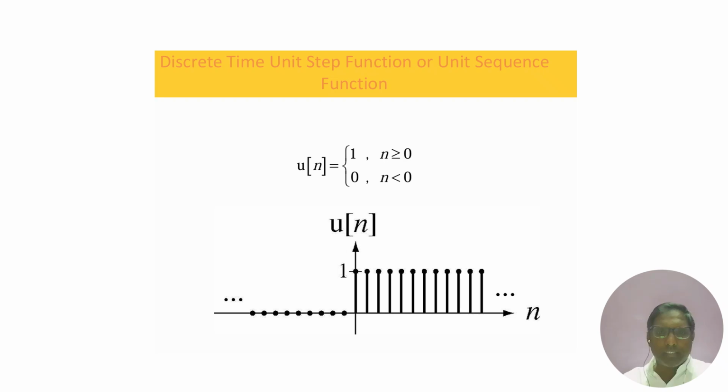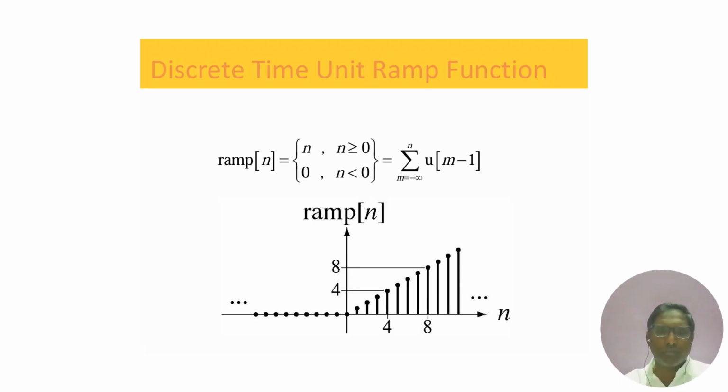So next, the discrete time step function or unit step function is mathematically expressed as u of n equal to 1 when n is greater than or equal to 0. At the same time, u of n equal to 0 when n is less than 0. If n values are greater than 0, for example 1 to 10, then u of n equal to 1. At the same time, if it goes to minus 1, minus 2, minus 3, then u of n becomes 0.